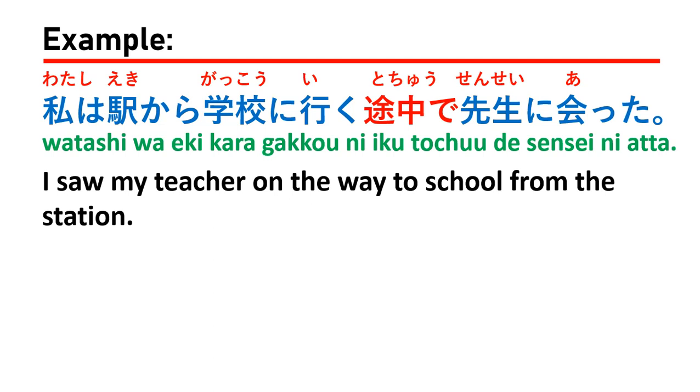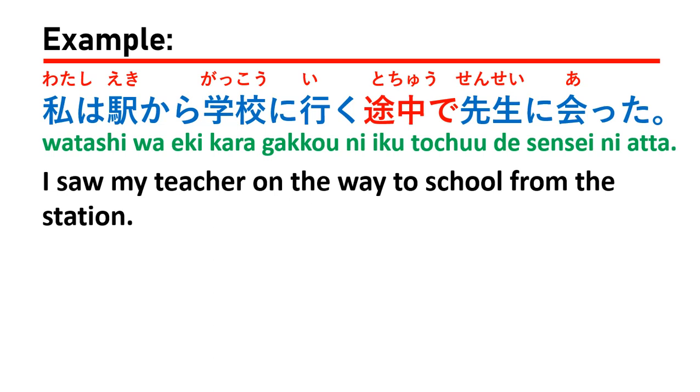In this sentence, you see that they use the verb, right? In here, our verb is iku. Iku means go, right? And after that, they use tochu de. That means you use the verb iku in the dictionary form followed by tochu de. And you will see why they use tochu.